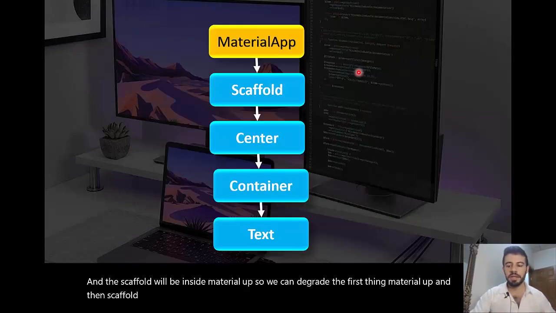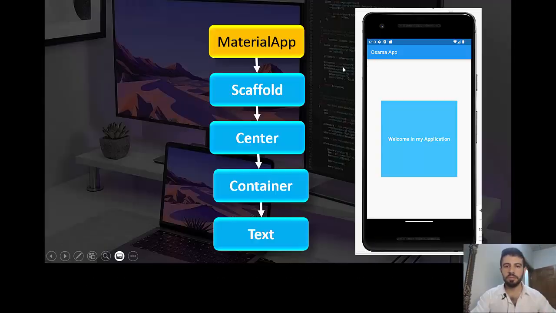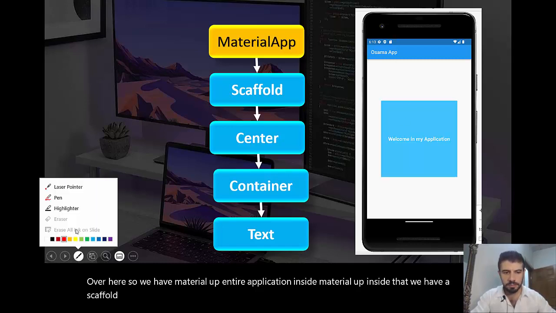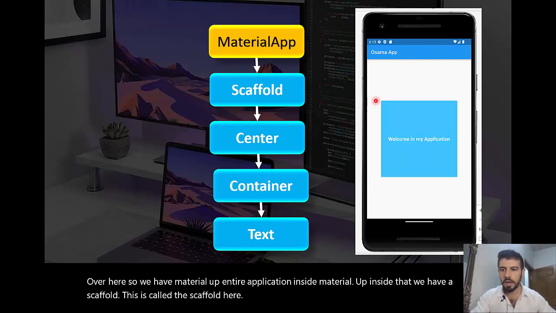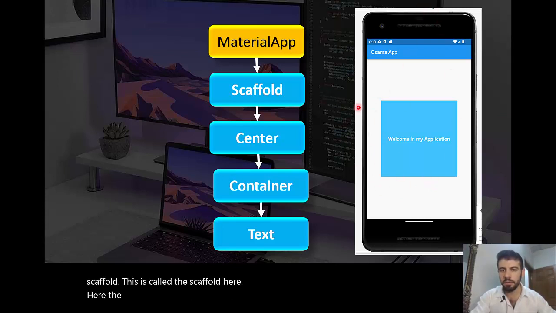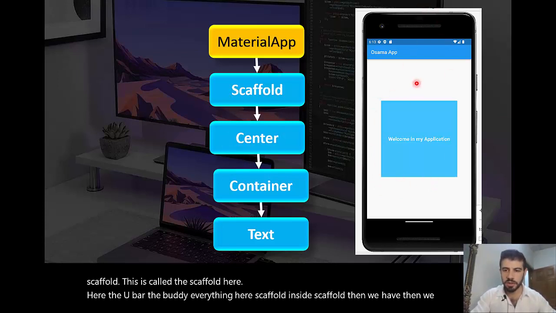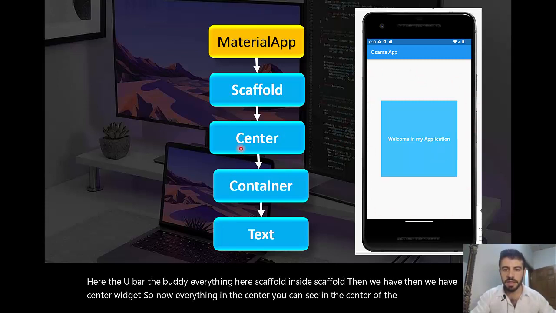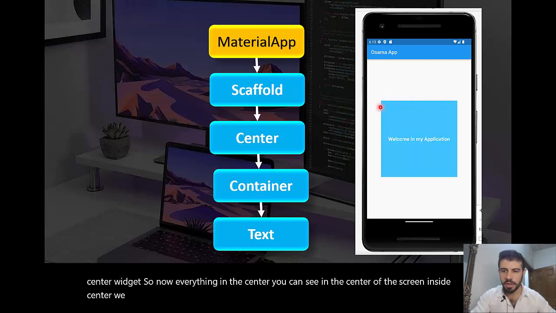This application will be like this. We have the material app, the entire application inside material app. Inside it we have a scaffold, called the scaffold here. The app bar, the body, everything here is inside the scaffold. Then we have the center widget, so everything is in the center of the screen. Inside center we have a container. This is the container here.